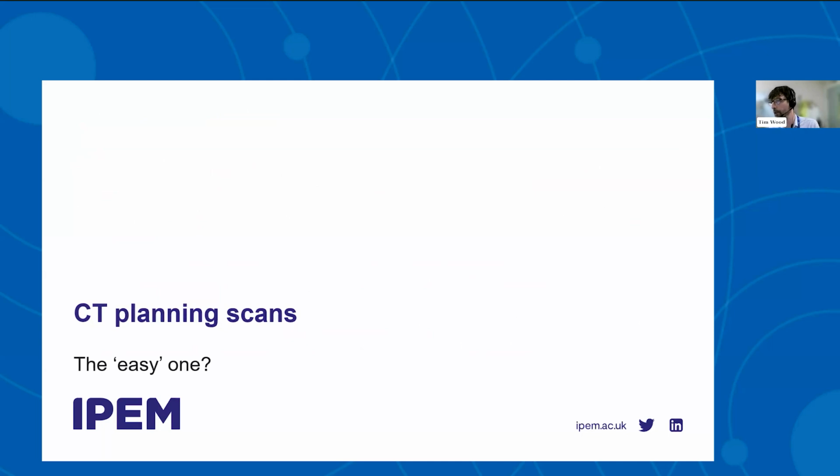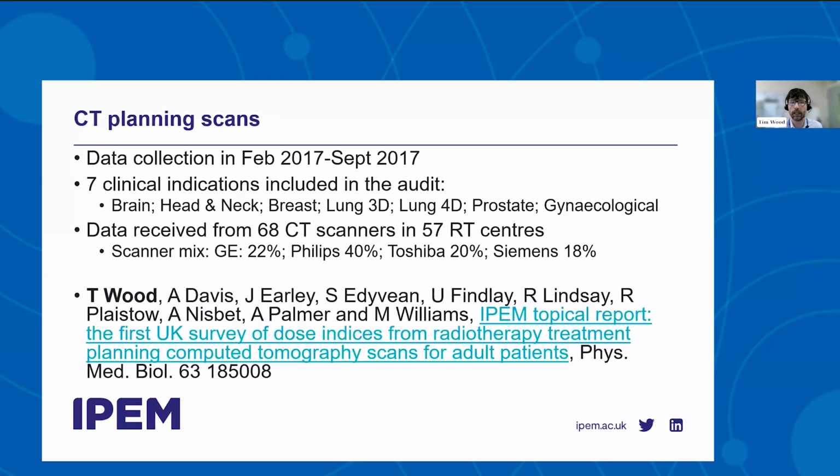So the first one we did was the easy one, CT planning scans, because at the end of the day, it is just a CT scanner. We do CT scans all the time in diagnostic radiology. Okay. So we collected data through 2017. We determined 7 key clinical sites that we were going to look at that were specifically brain, head and neck, breast, lung 3D, lung 4D, prostate and gynae planning scans.